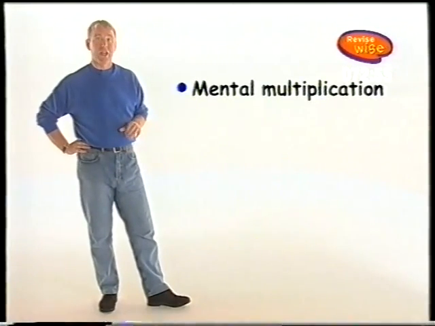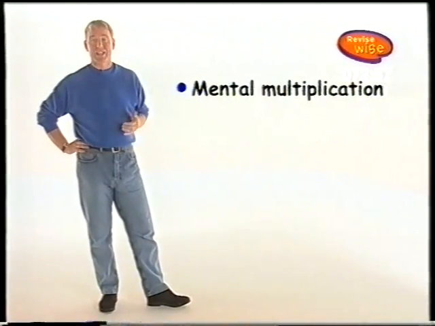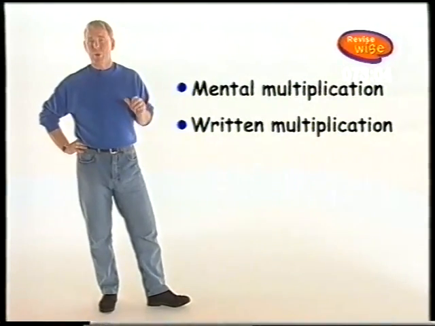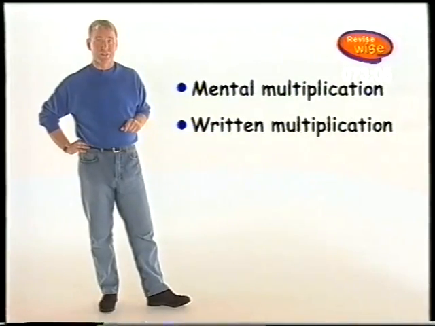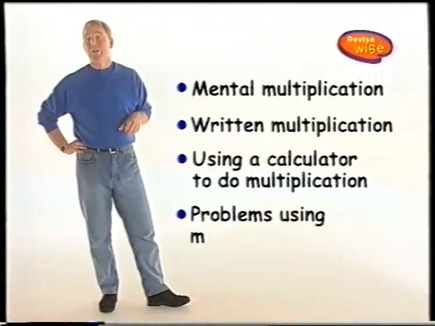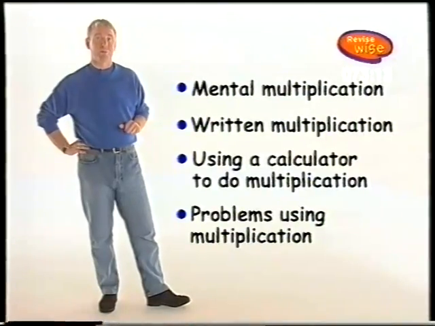Well, that's the end of our unit on multiplication. So let's check what we've done. We did some mental multiplication using known number facts to help us. We looked at ways of doing written multiplication with bigger numbers and saw how important it was to estimate the answer first. We used a calculator to multiply. And we looked at some real-life multiplication problems.